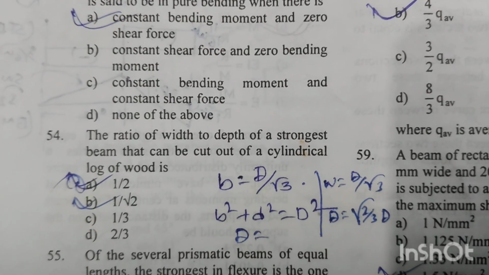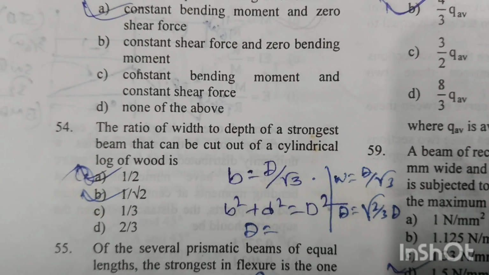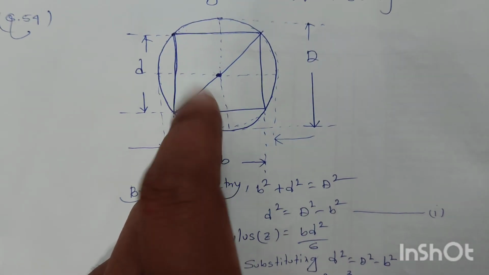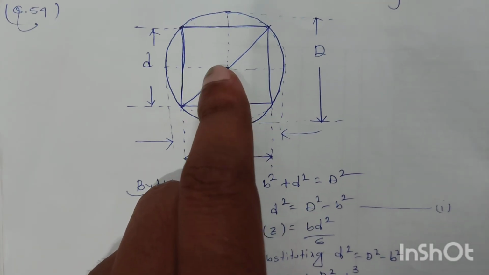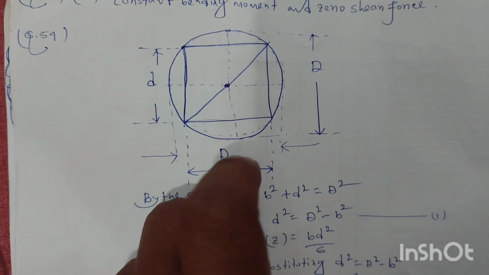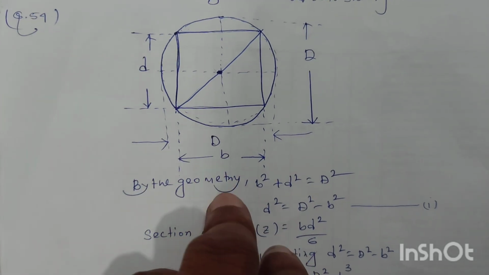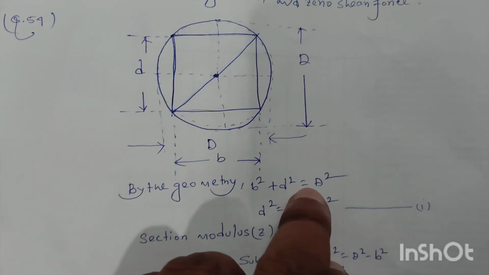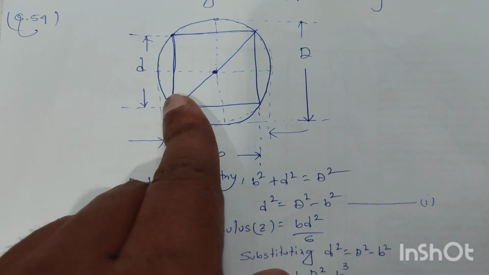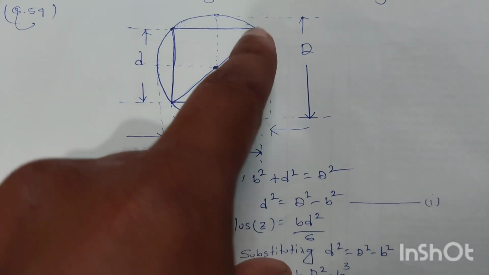Question number 54. The ratio of width to depth of the strongest beam that can be cut out of a cylindrical log of wood is. So assume capital D is the diameter of the cylindrical log, and from this log we have to cut a beam of size b into d, where b is the width of the beam and d is the depth of the beam. By the geometry we can write b square plus d square equal to capital D square. We know by the Pythagoras formula, the hypotenuse square equals the base square plus the perpendicular square.